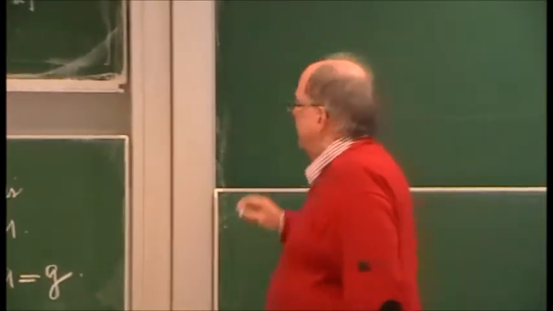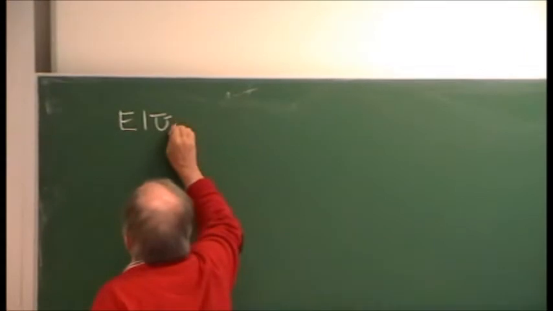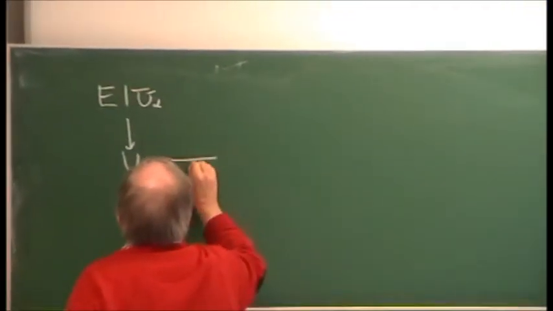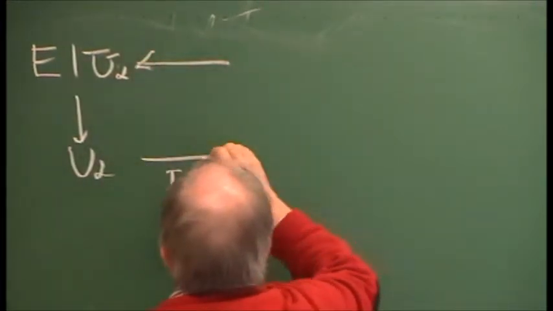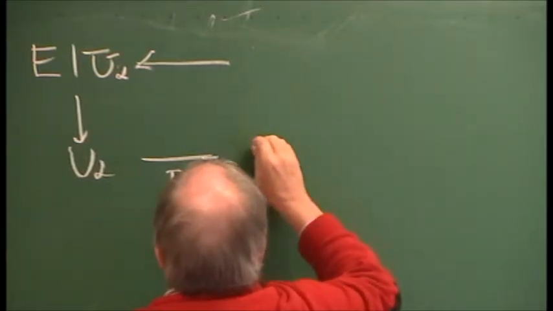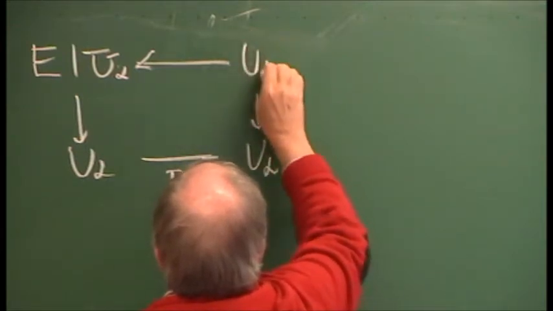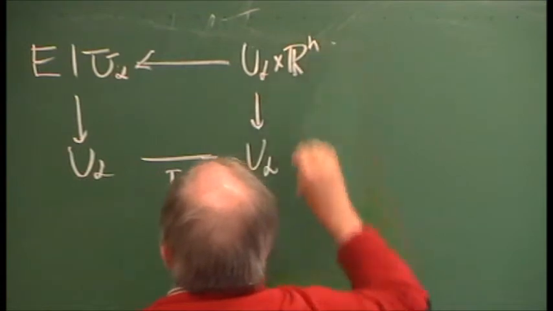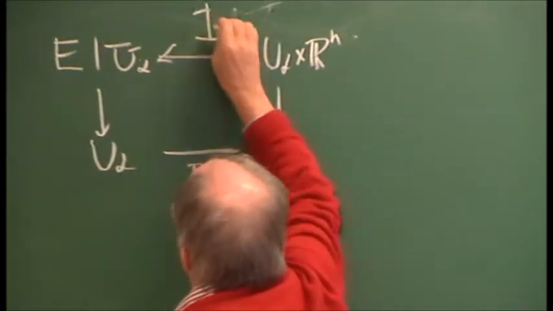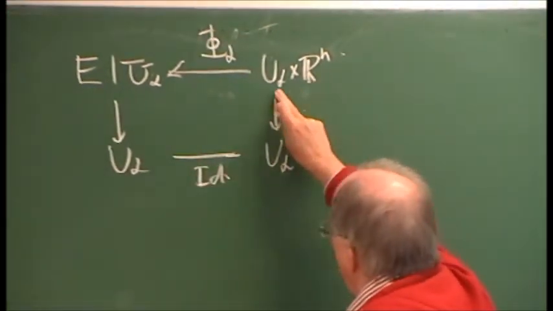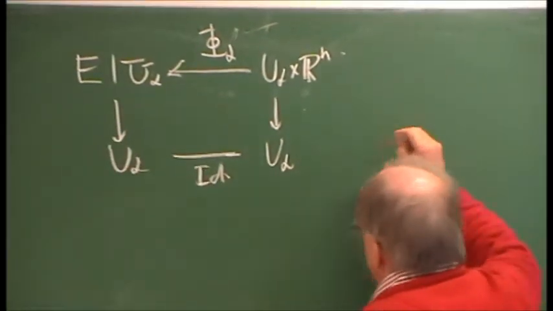Okay. So what this means is you have E over U alpha. Of course, this is a bundle over U alpha. This is the identity here on the base. And we have here U alpha cross R^n. And we have this map, this trivialization mapping, phi alpha, which sends a basis here over U alpha to a basis here over U alpha, right? So let's draw a picture of this to make sure you understand this.